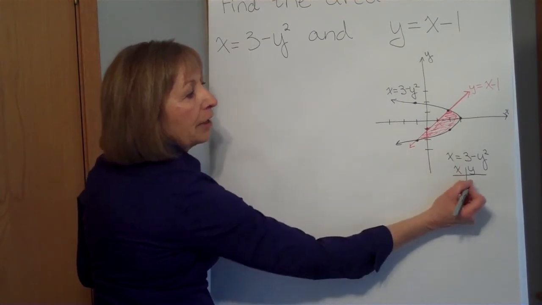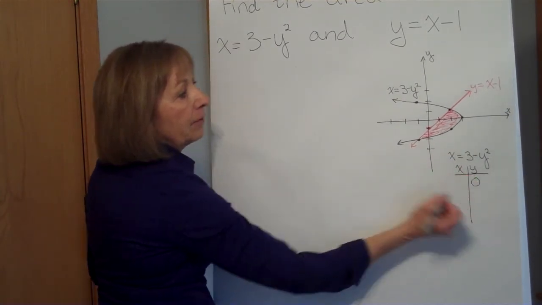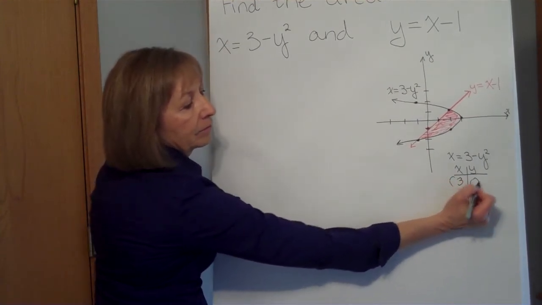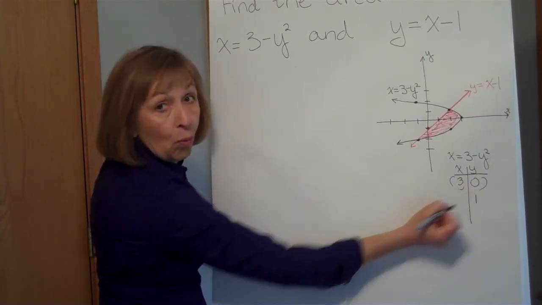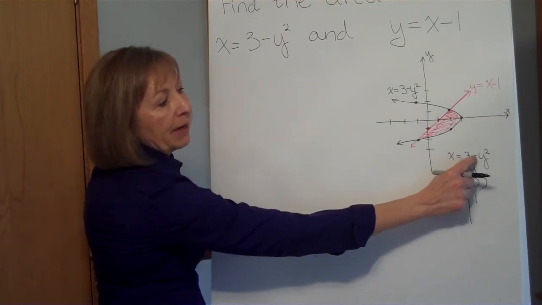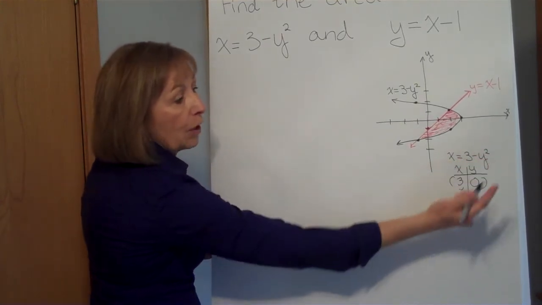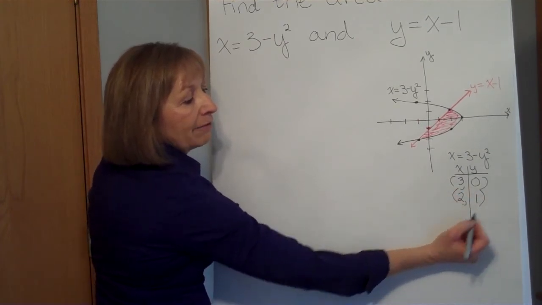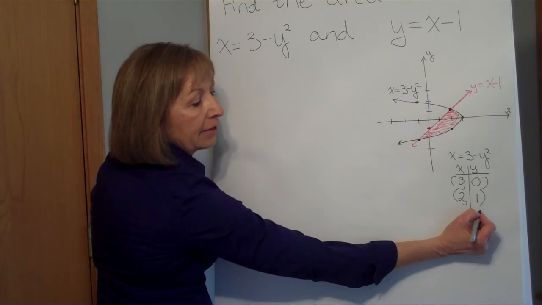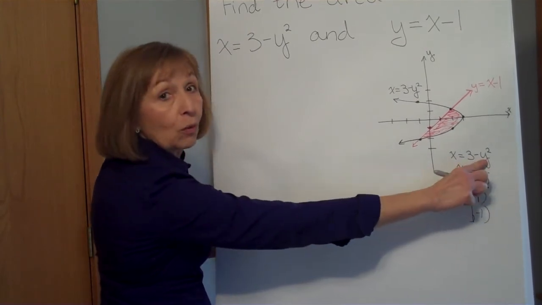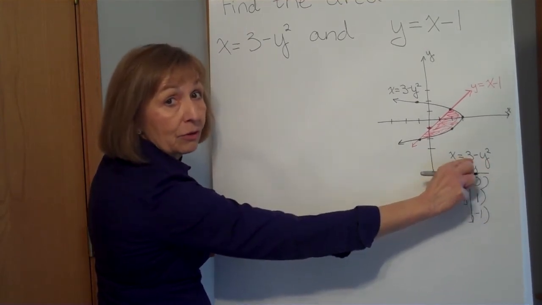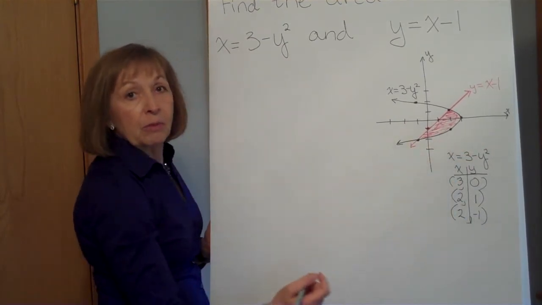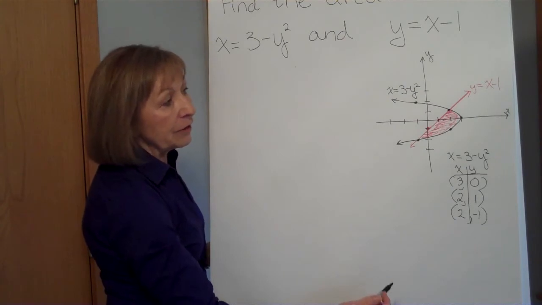So for example, if y is equal to 0, well, I have 3 minus 0 squared, or x is 3. If y is equal to 1, then I have 3 minus 1 squared. Well, 3 minus 1 is going to give me an x value of 2. If I have a y value of negative 1, the quantity squared is 1 still. So 3 subtract 1 gives me an x value of 2. And you can do that for some of the other ordered pair values as well.